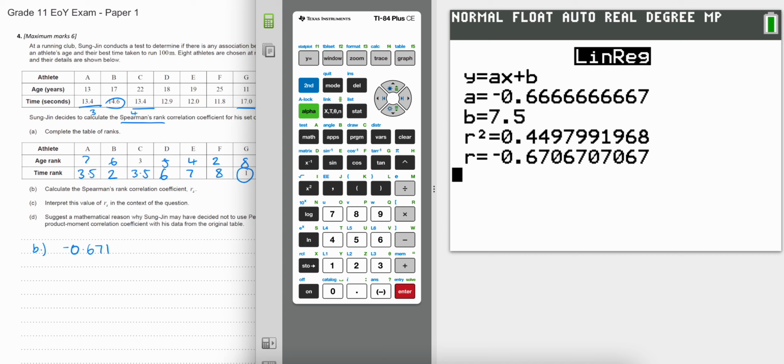And then for part C, you're asked to interpret what that means in relationship to the actual question. So you need to say whether the correlation is positive or negative and whether it is strong or weak. So I would say that that is a negative correlation and it is a moderate correlation. So negative, moderate correlation. And what that means in relation to the actual question is that the faster runners tend to be the younger ones. So the older the runner, the slower they get.